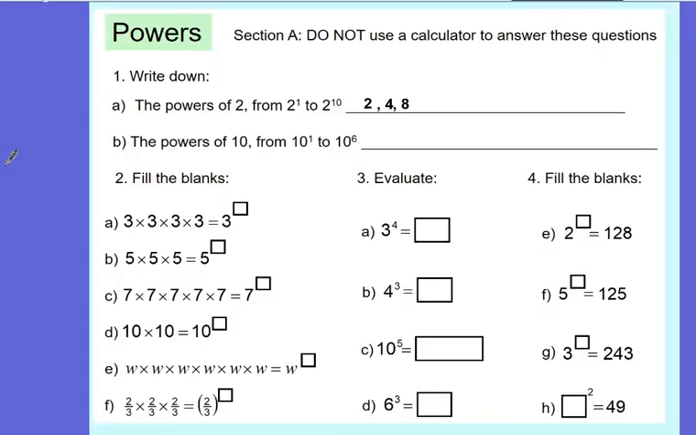And finally, Year 9, please pause the video for about 10 minutes and have a go at these. I need you to write the powers of 2 from 2 to 1 to 2 to 10. So 2, 4, 8, 16, etc. The powers of 10 from 10 to 1 to 10 to 6. Fill in the blanks, so write the power that you need for 3 times 3 times 3 times 3. Evaluate just means work out what 3 to the 4 is. So work out what 3 times 3 is 9, times 3 is 27, times 3 is what? And finally, can you fill in the powers for me on these ones? Pause the video for 10 minutes to have a go at those now, please.